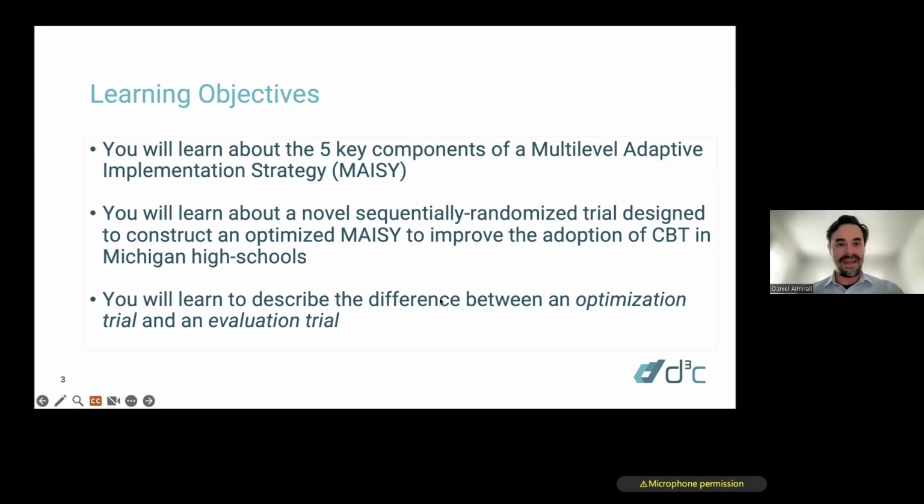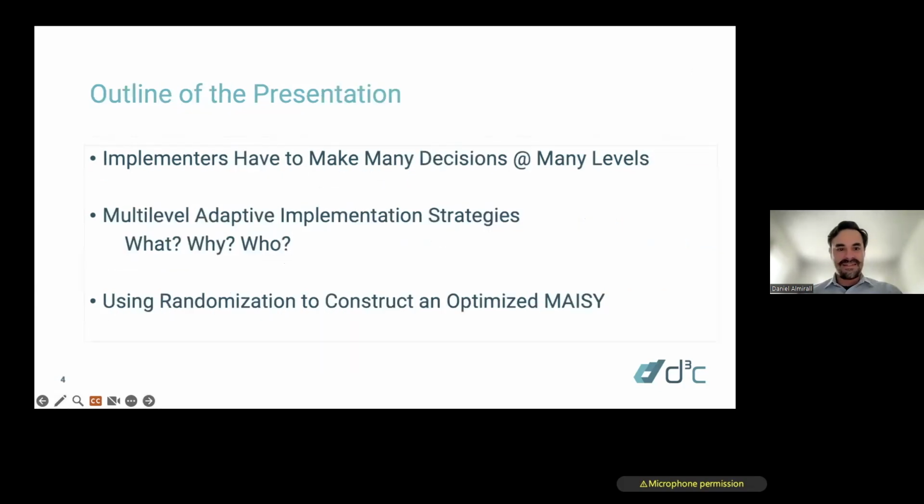And so my outline is like this. It's a 3-part talk. The first part is this warm up about how implementers have so many decisions to make. Their lives are so complicated. That's the part I wanted you to look over yourself. Then I'm going to talk about MAISYs: what are they, why do we need them, and who are they for? And then I'm going to get to those randomized trials.